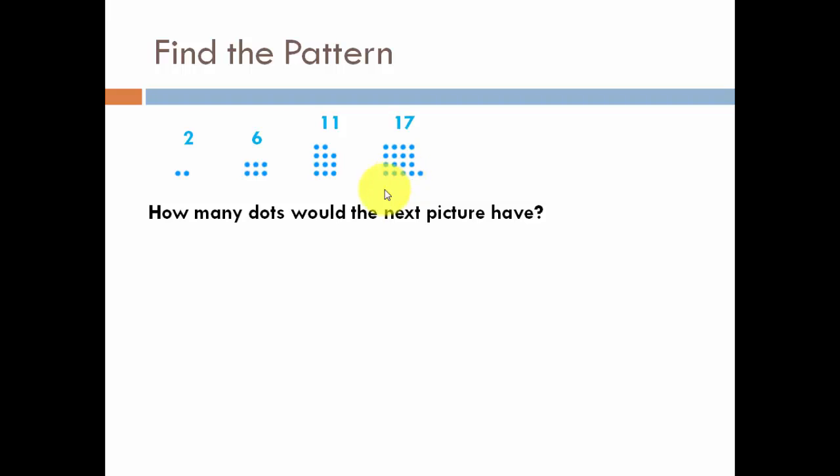So to find the pattern, let's look at how many dots are added each time. Well, from 2 to 6 there are 4 dots added, from 6 to 11 there are 5 dots added, and from 11 to 17 there are 6 dots added. So we can definitely see a pattern here. Each time the difference between the dots is going up by 1. So you could assume that the next picture would be adding 7 dots, which would mean it would have 24 dots total.